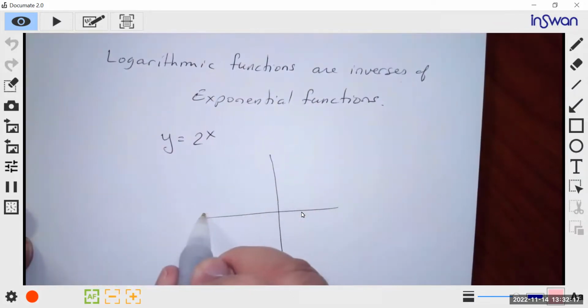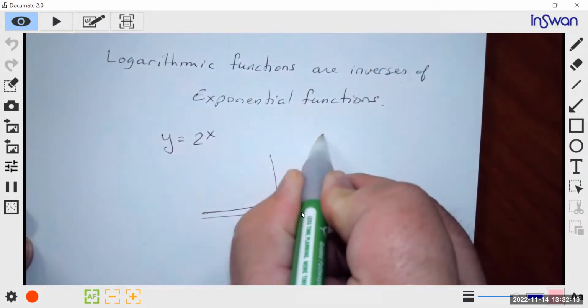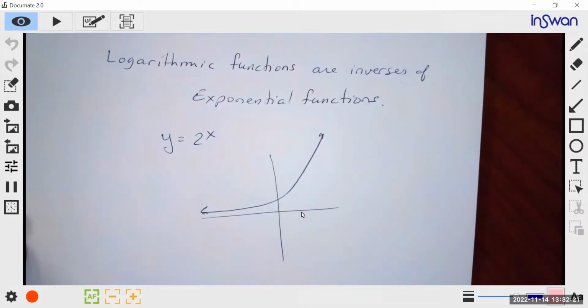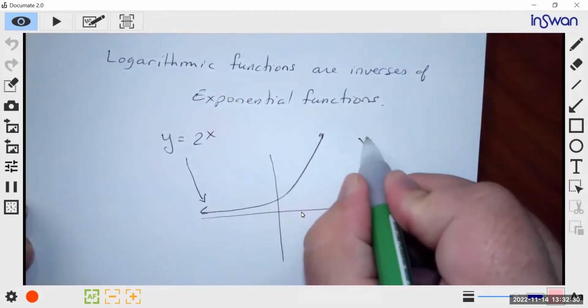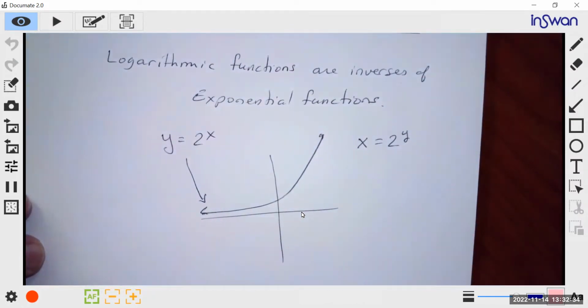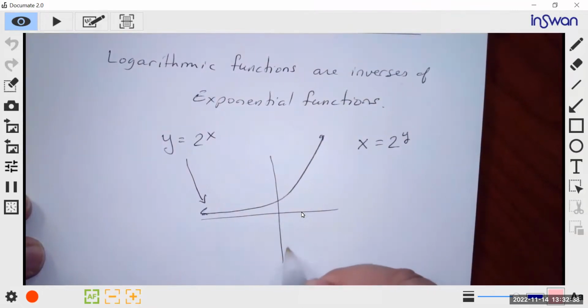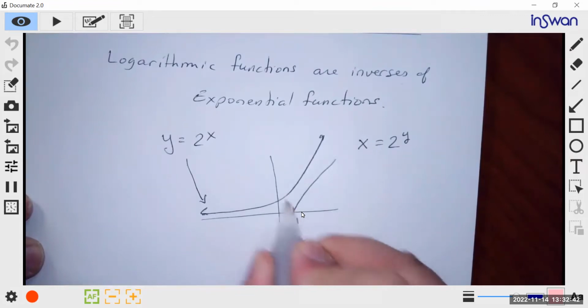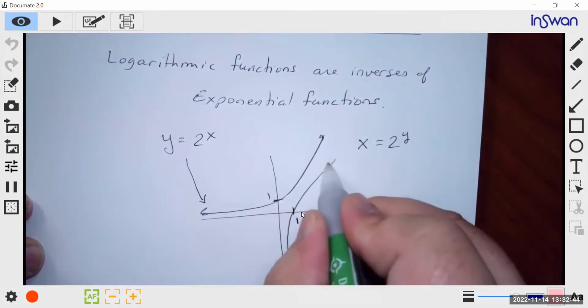So here we have our original function, the 2^x. We know it looks like this. That's this one. How do we find the inverse of this? We switch x and y. What that one becomes is this one. It crosses at 1. This one crosses at 1.